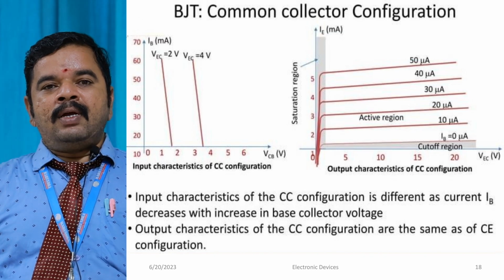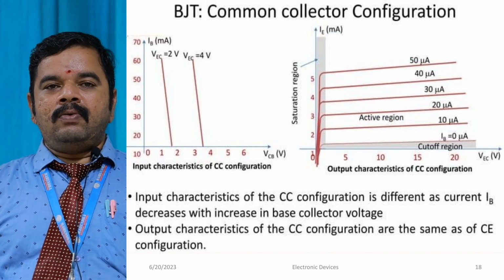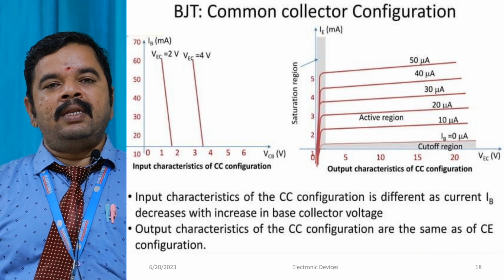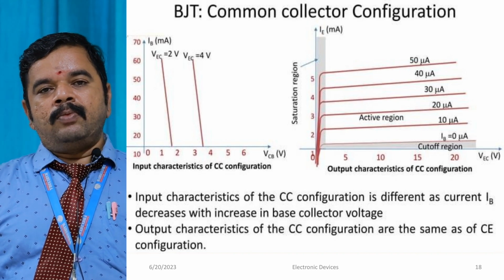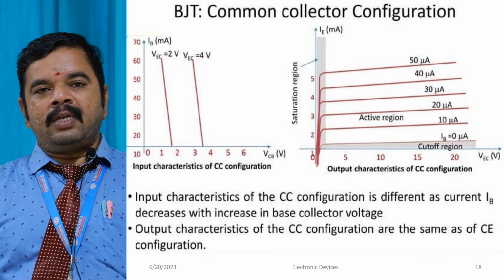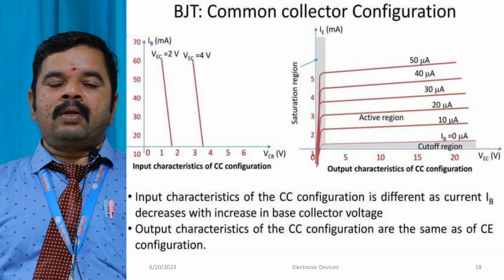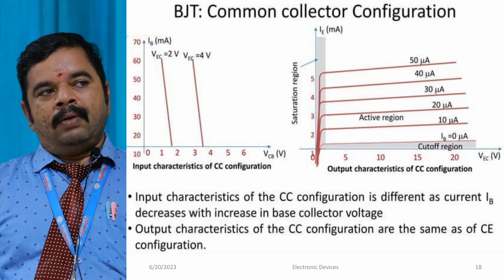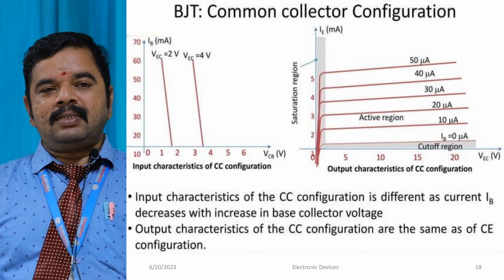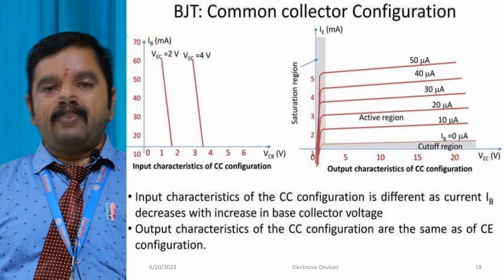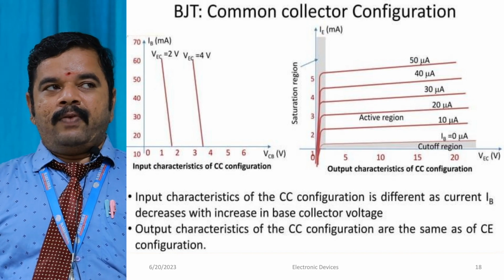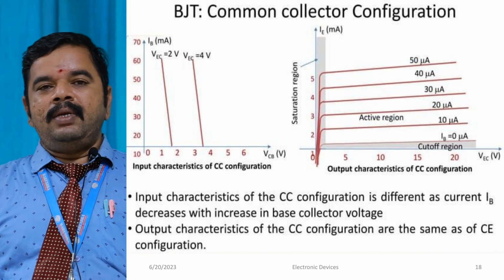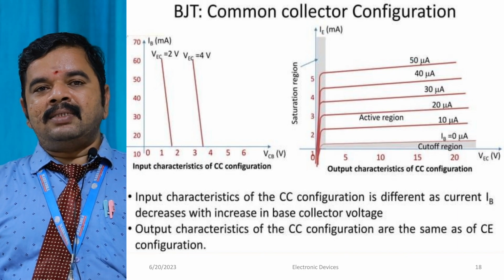But from the application point of view, we use this as the common collector configuration. It is also called the emitter follower. Why do we call it the emitter follower? Because in this common collector configuration the emitter is the output. Because the emitter is the output, the common collector configuration is called the emitter follower. Concluded here.